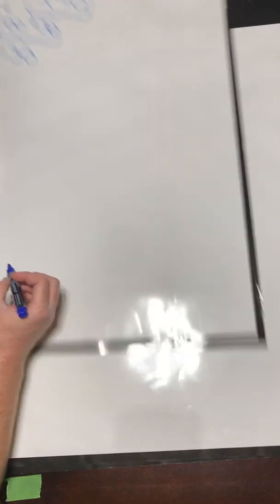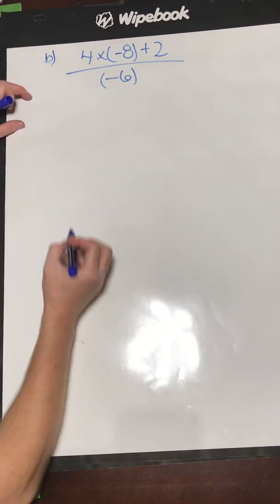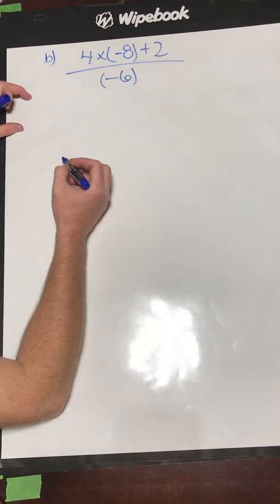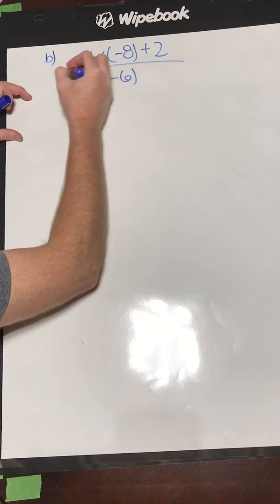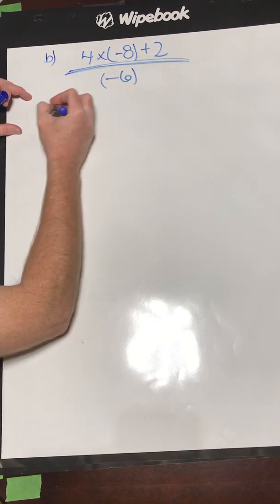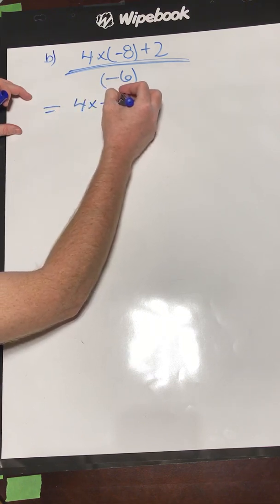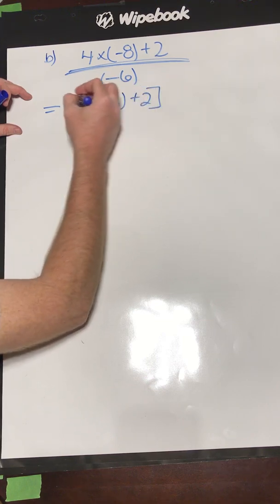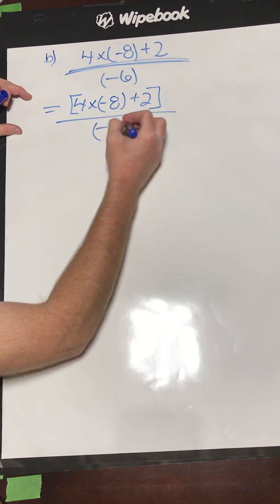Okay, another example. I have 4 times negative 8 plus 2 in the numerator divided by negative 6. And remember, this fraction bar here acts like brackets. So I am going to put some brackets on the numerator, divided by negative 6.